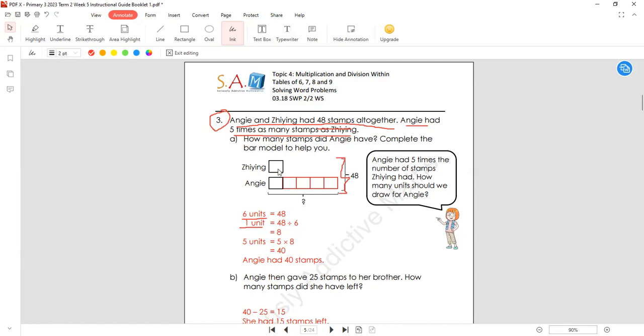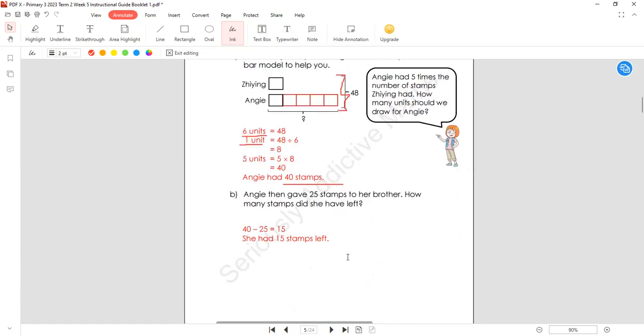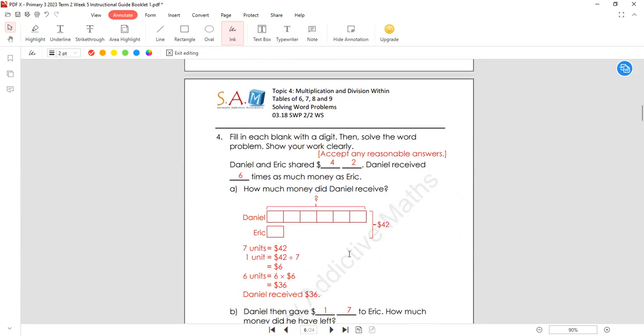I beg your pardon. So let's look at question B. Angie then gave 25 stems to her brother. How many stems did she have left? So this is step 2. No need to draw a bar model for this, but basically she has 40. She gave 25. 40 minus 25 equals 15.